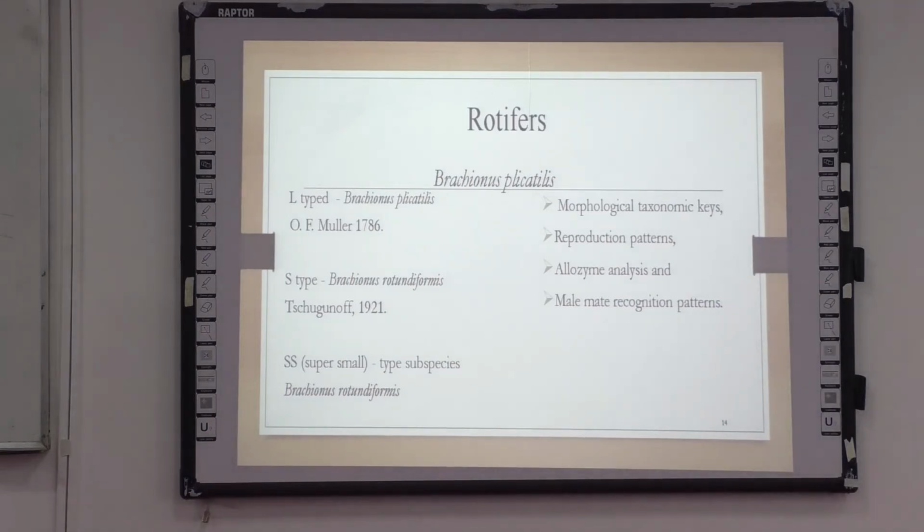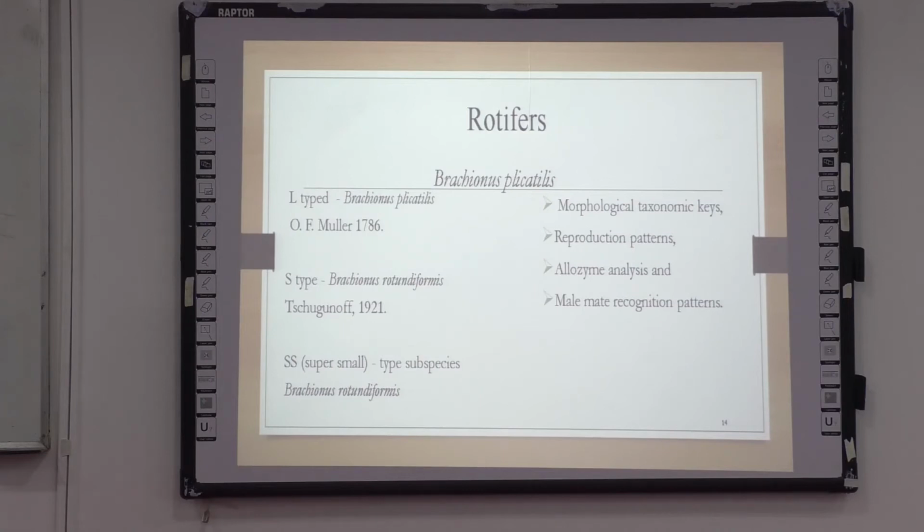In this species, there are quite a lot of problems we are yet to solve, like the taxonomy, the reproduction patterns, the allocytes, and what kind of mating behavior and mate recognition patterns. If we sort it out, we can try to produce bisexual reproduction. Also, a sexually reproduced animal will have better nutritive value than parthenogenetically growing animals.